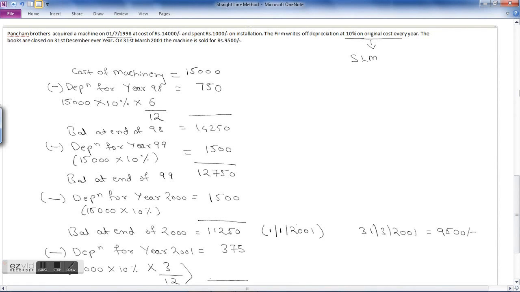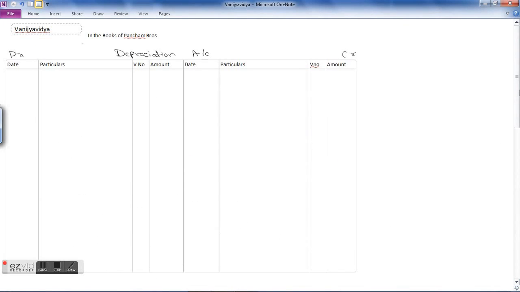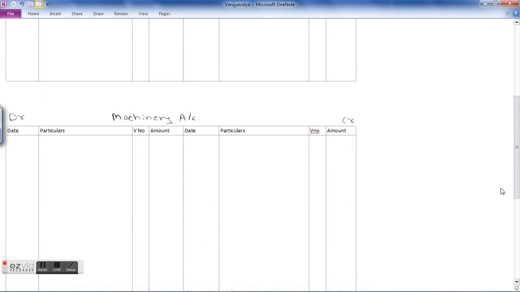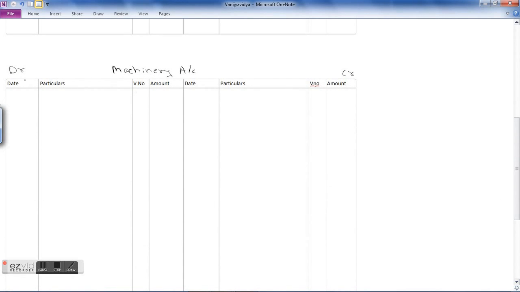So now what will be the entry? Machinery account debit to bank account, 15,000. So on the debit side of the machinery account, on 1/7/1998, to bank account, right? The amount is 15,000. That is, 14,000 is the cost and 1,000 is the installation charges.